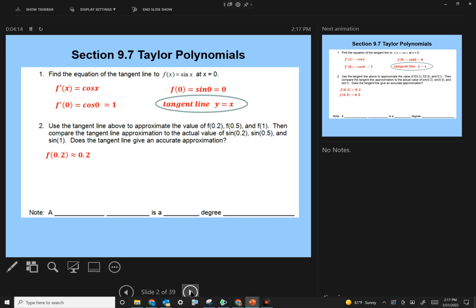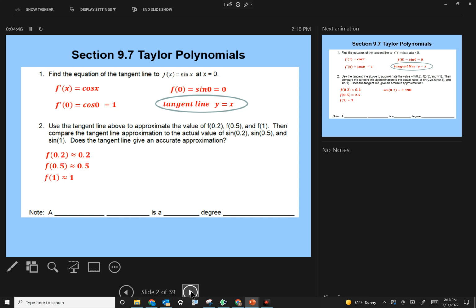If I plug 0.2 in for x, what do I get for y? 0.2. So we're saying we're estimating the actual curve to be 0.2. We know the actual curve is not 0.2 because we didn't plug it into the sine of x, we plugged it into the tangent line, right? Okay, and if I plug in 0.5, I'm estimating it to be 0.5. And if I plug in 1, I'm estimating the sine of x to be 1, right?